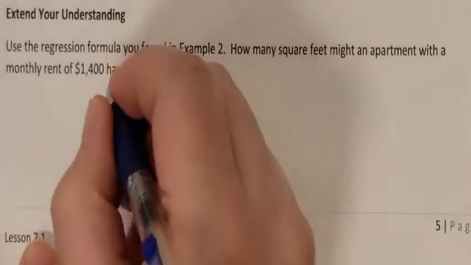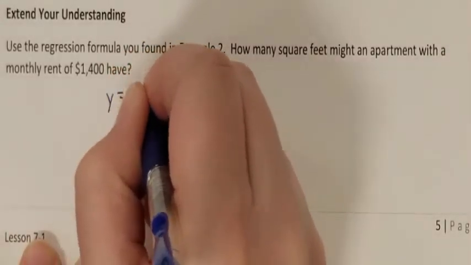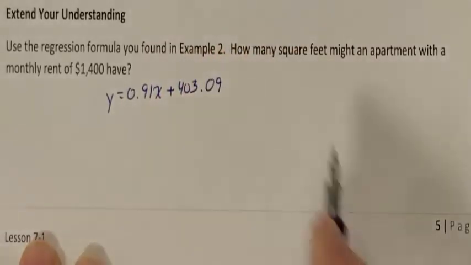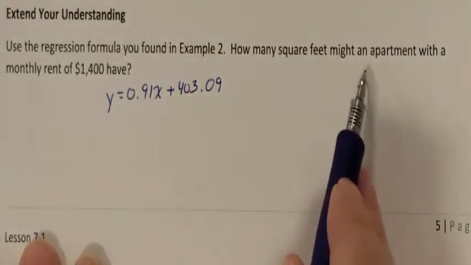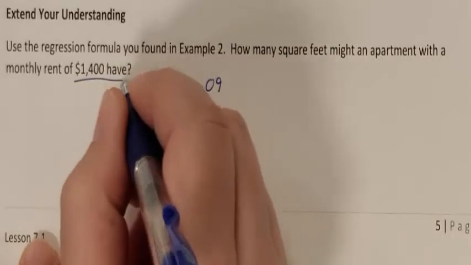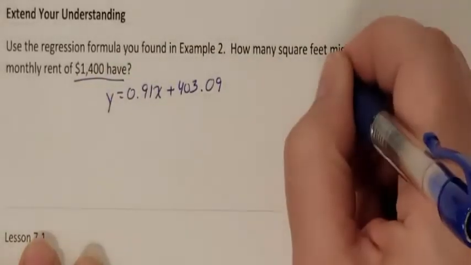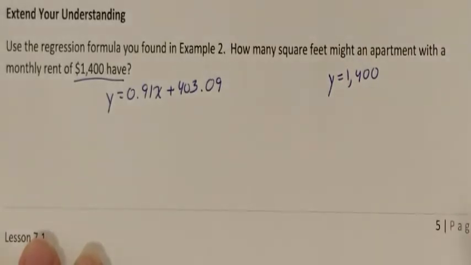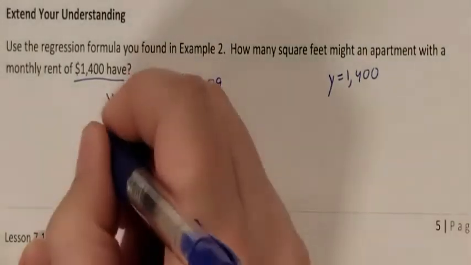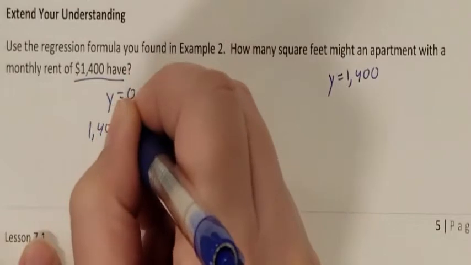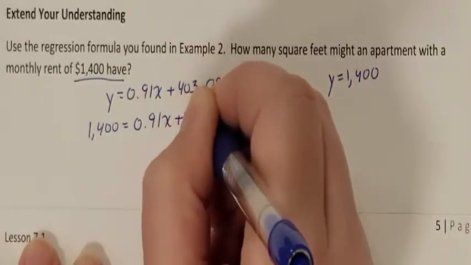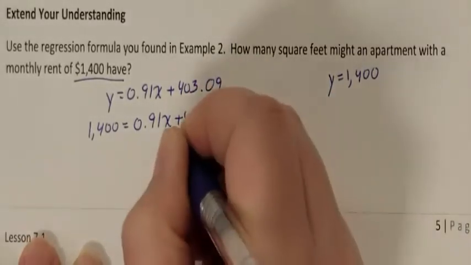Using the formula we just found in example 2, this prediction line for the city that they are moving in. How many square feet might an apartment with a monthly rent of $1,400 have? The rent was our y. If this is how much we paid, what's our square footage? So we are going to substitute the y value that we know, and we are going to solve for x.